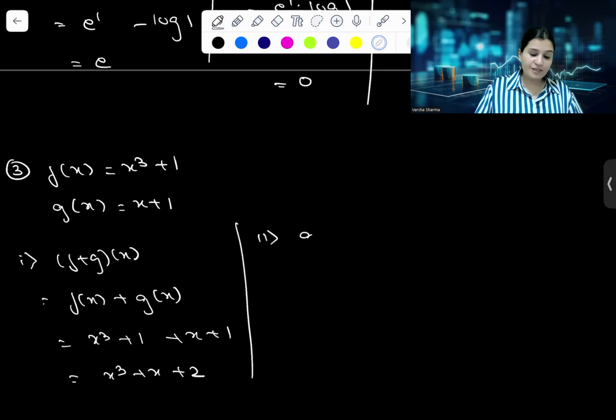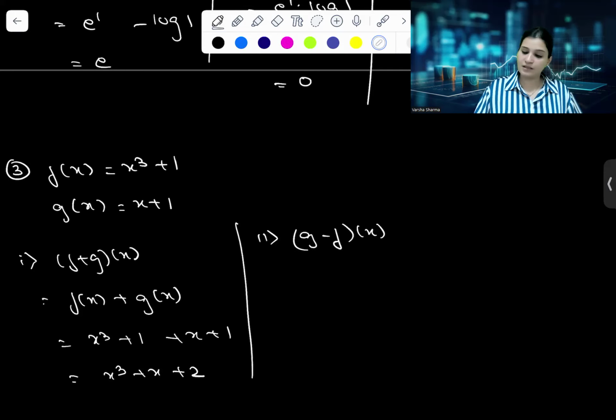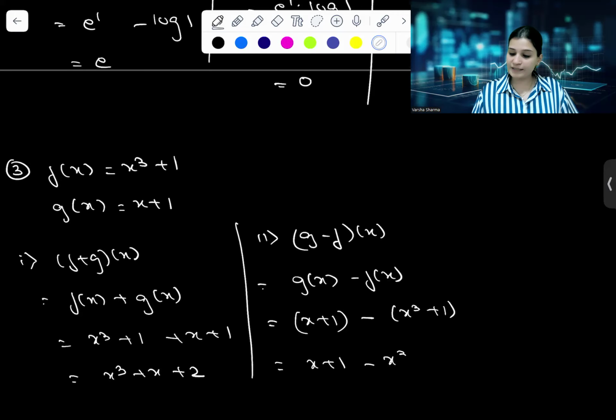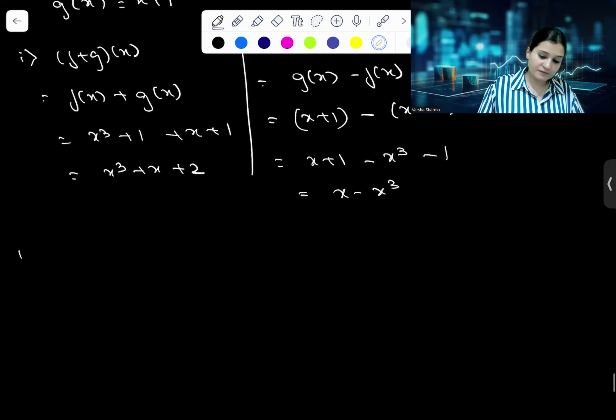Number 2, g minus f. So x we need to apply. So g of x minus f of x: x plus 1 minus x cube plus 1. x plus 1 minus x cube minus 1. So x minus x cube. Yes. The third one, f into g.